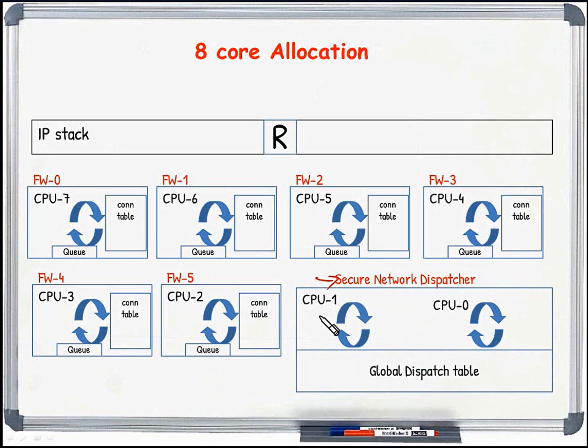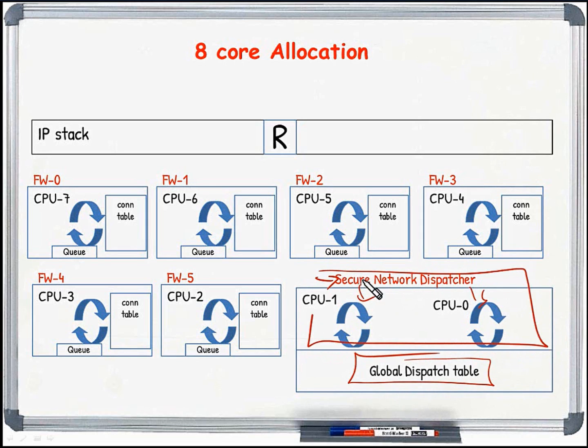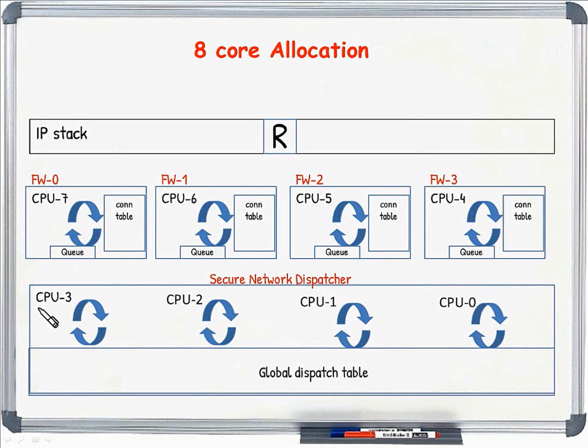That dispatcher is running on 2 separate CPUs, and it has the global dispatch table. So the dispatcher is sharing 2 CPUs, and the global dispatch table is also sharing 2 CPUs. And traffic coming into the NIC is going to be assigned to the same CPUs that are running the dispatcher, so traffic will be coming in to the different CPUs for processing. The different CPUs will then assign the different traffic to different firewall workers.